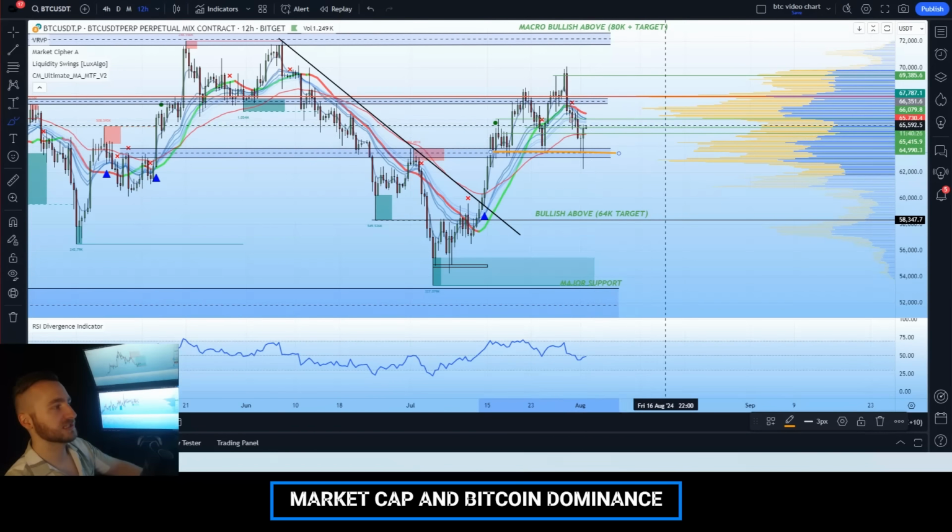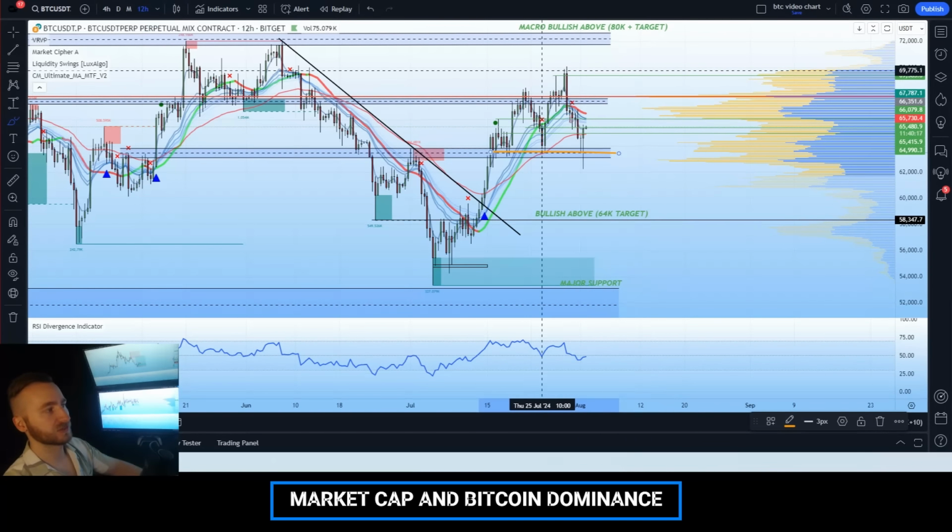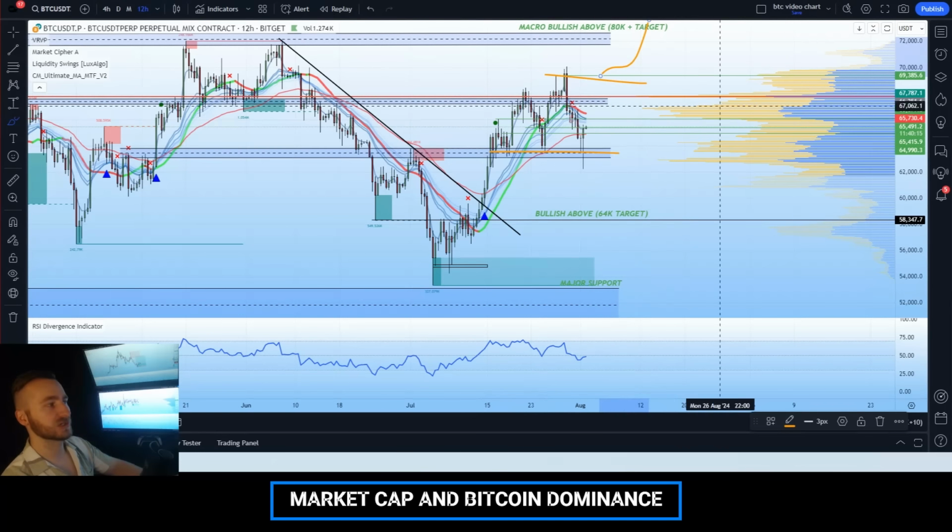At the moment, for Bitcoin to continue higher, we would of course need to break through all of these short-term levels of resistance marked out by the green lines, and of course the 67 to 68k resistance, and most importantly, break through our $70,000 resistance to continue aggressively higher.